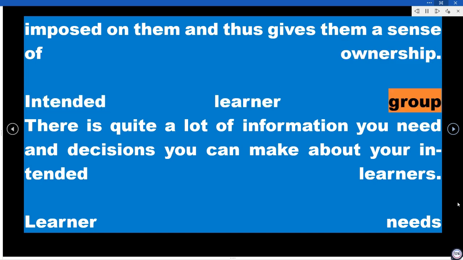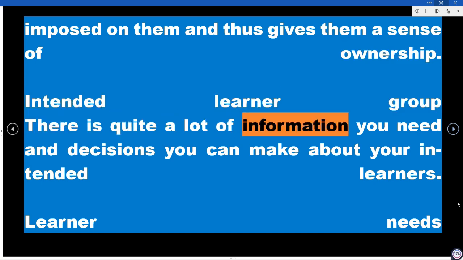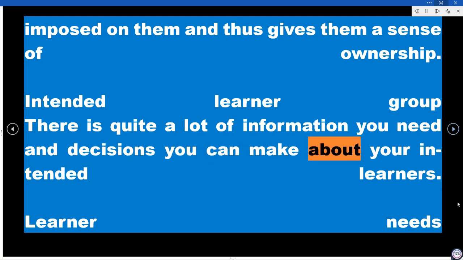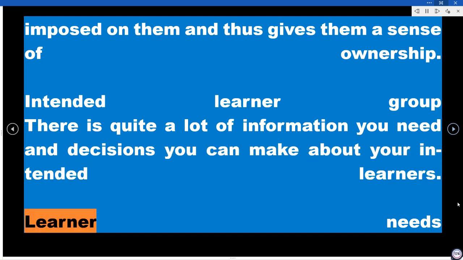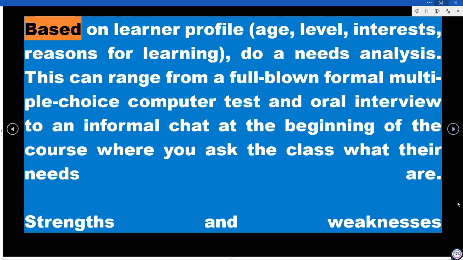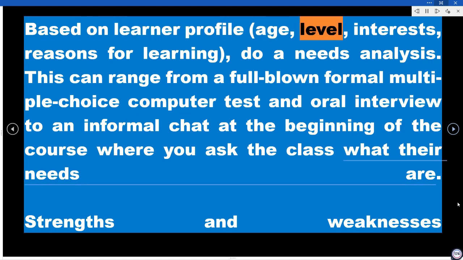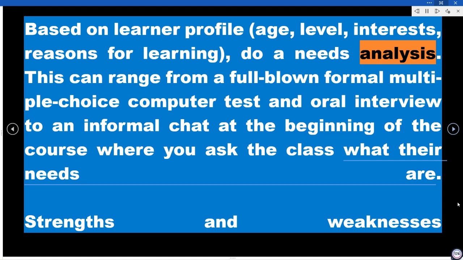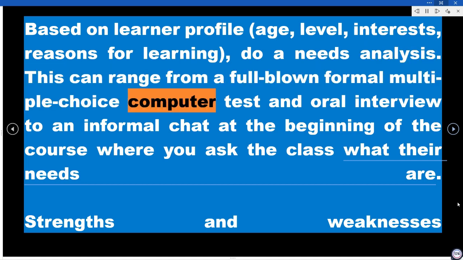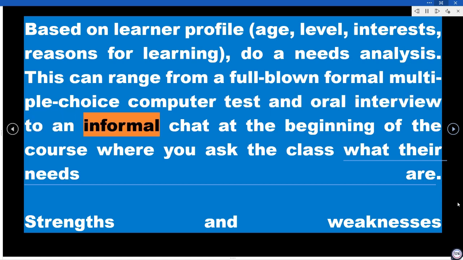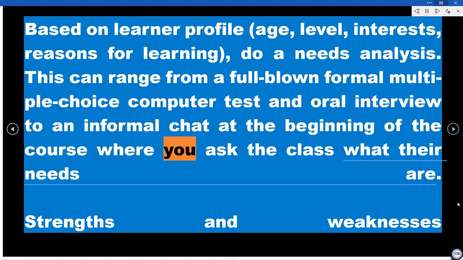Intended learner group. There is quite a lot of information you need and decisions you can make about your intended learners. Learner needs. Based on learner profile, age, level, interests, reasons for learning, do a needs analysis. This can range from a full-blown formal multiple-choice computer test and oral interview to an informal chat at the beginning of the course where you ask the class what their needs are.